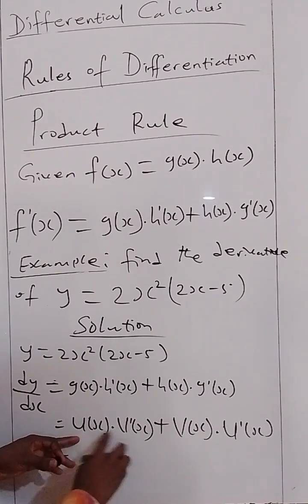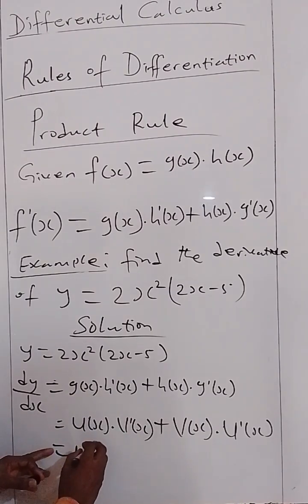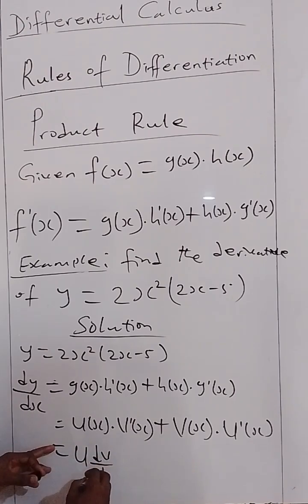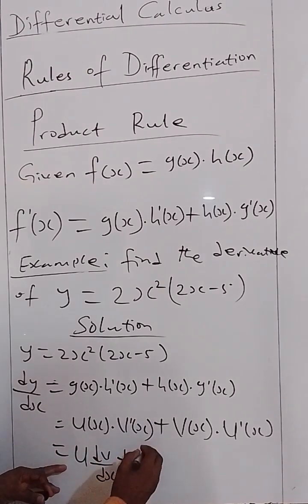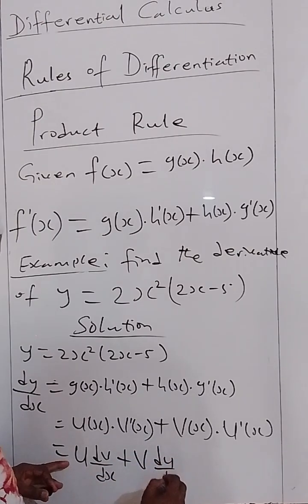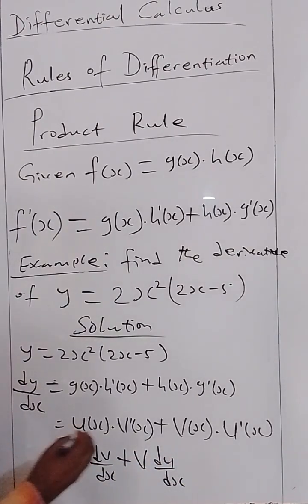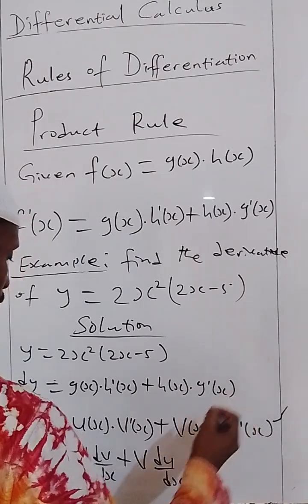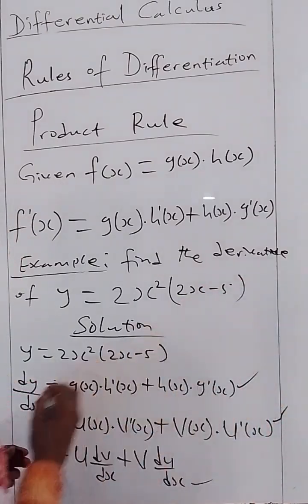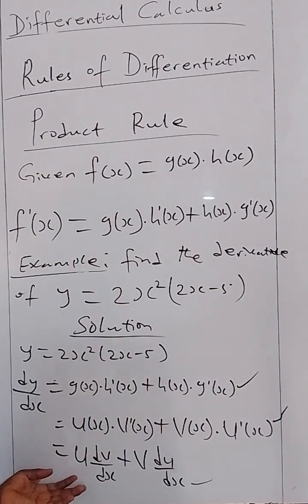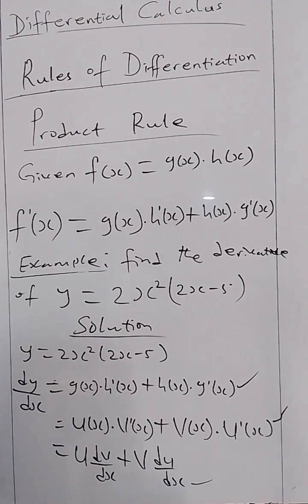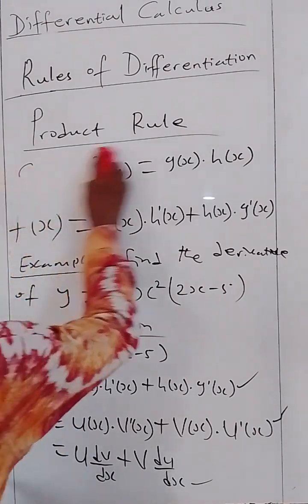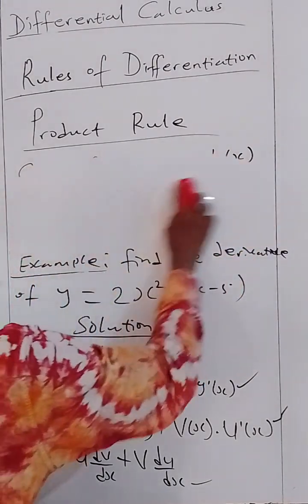So it's also equivalent to this. If I want to remove this, I can just say u dv/dx, then plus v du/dx. So all these are equivalent, but this is the most common one in textbooks. So we are going to apply this. Whichever one we apply, we are going to get the same thing. So now let me clean this.